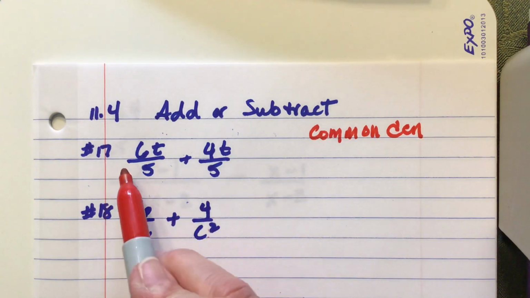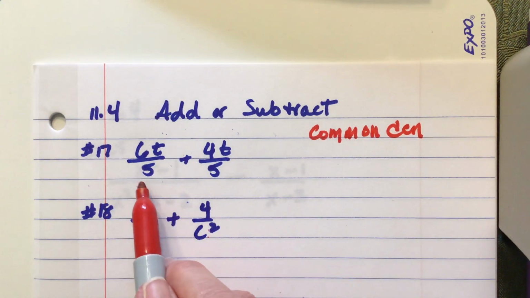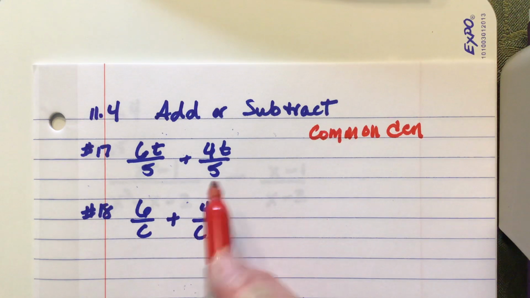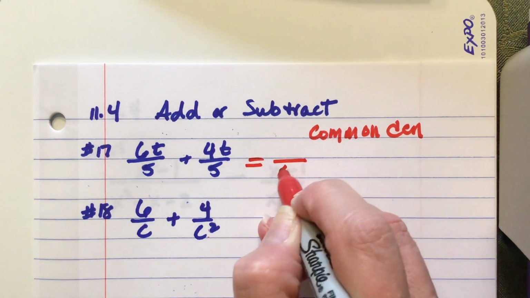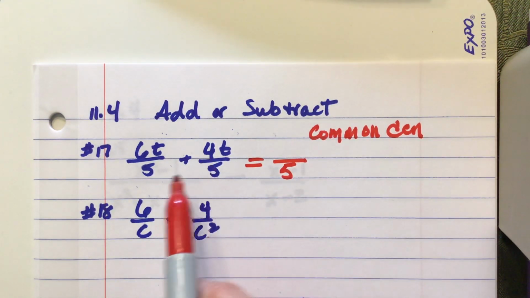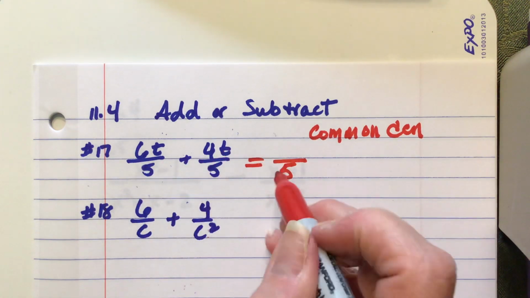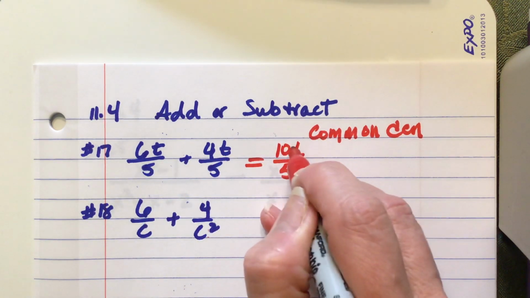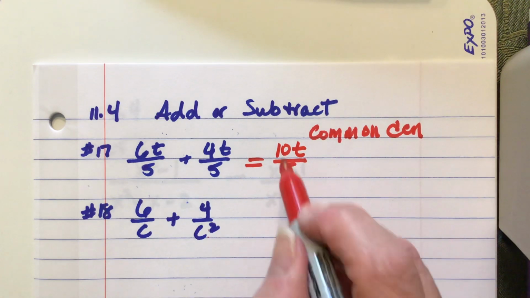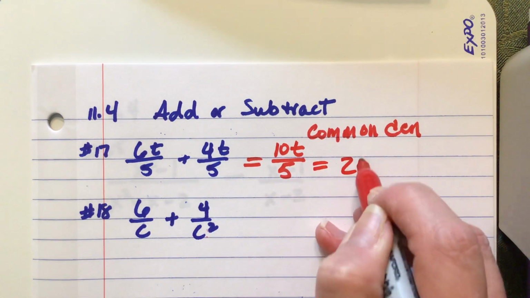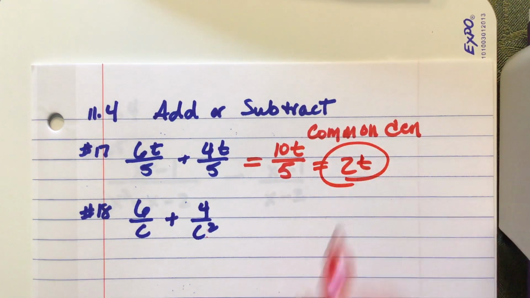So in number 17, if you see, both of my fractions are over 5, so that already has a common denominator. So I just keep my common denominator, and I can add my numerators. 6t and 4t are 10t. Now I still need to reduce. 10 over 5 is 2, so this becomes just 2t.